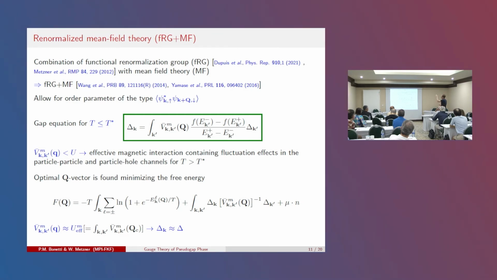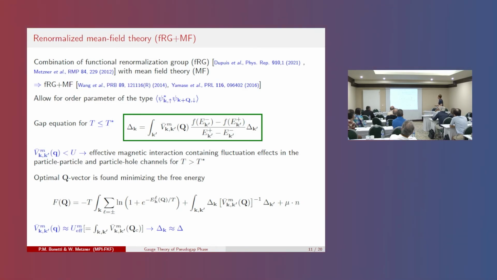Okay, so what we do here is some sort of renormalized mean field theory, which is a combination of what is called functional renormalization group, which I've worked a lot on in the last 2 decades, with mean field theory. That's a quite nice way at moderate coupling to compute order parameters, but such that fluctuations coming from high energy are built in.